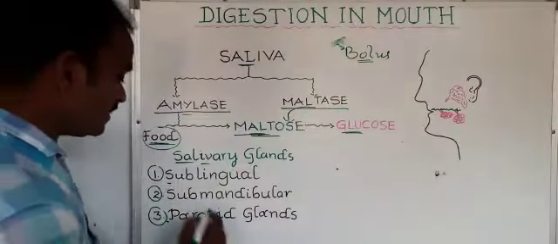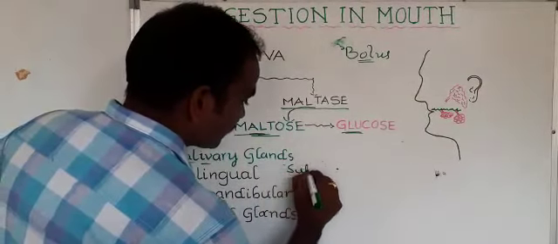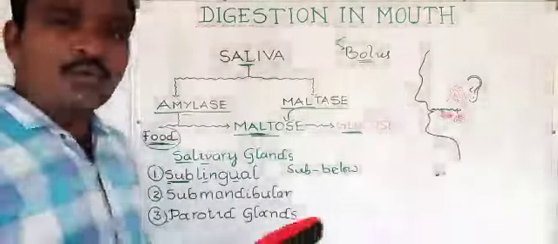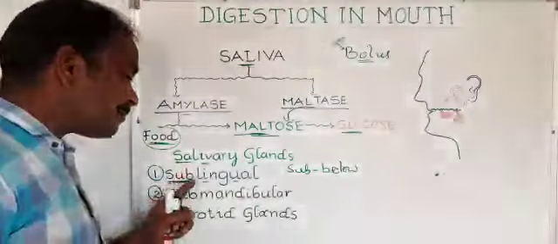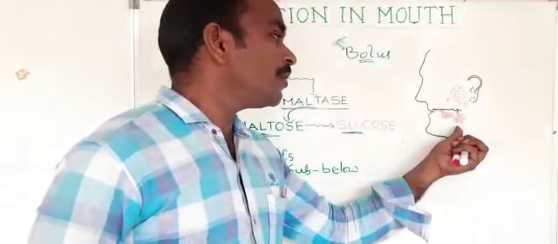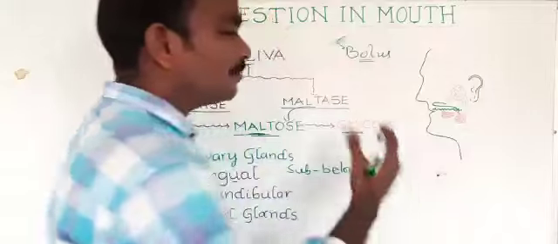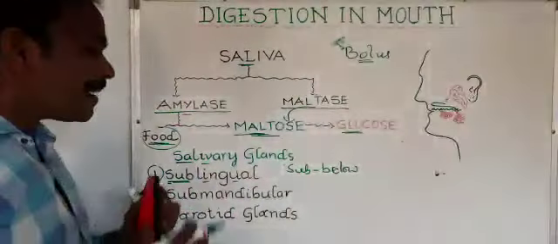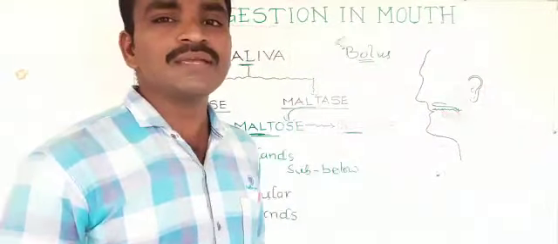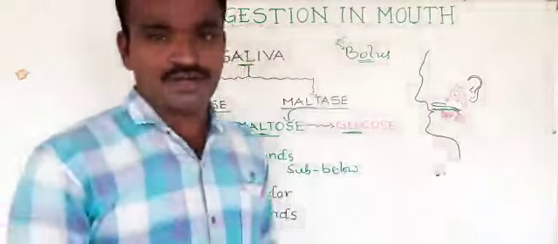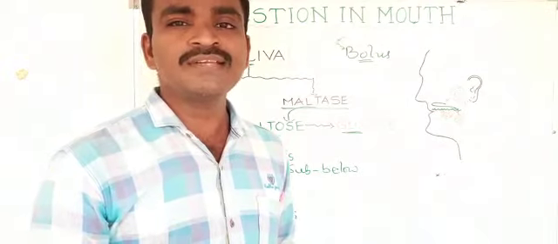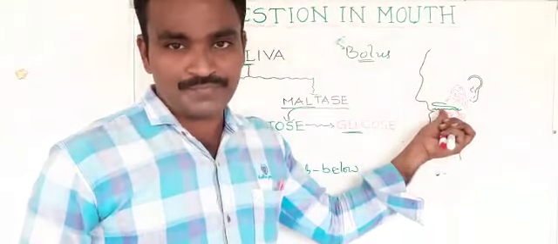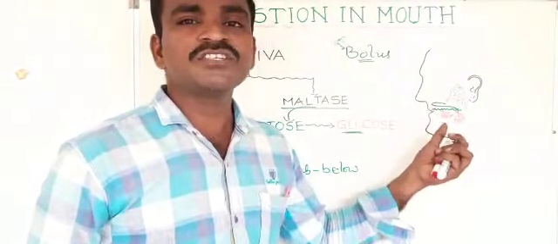Sub means below, and lingua, as you know well, means tongue. These sublingual glands are located just below the tongue. Next, the submandibular glands. Sub means below, mandibular means jaw. So these submandibular glands are located just below the jaw.